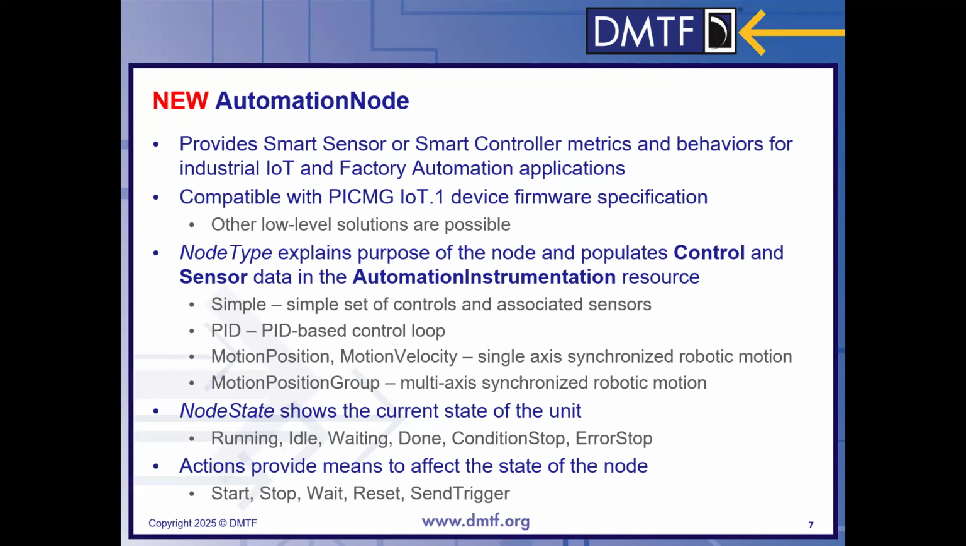Node state tells you what this controller is doing right now in terms of: am I carrying out an instruction? Am I waiting for the next one? Am I completed? Did I hit an error condition? And then there are actions directly on the node to advance the state. Once it's given a command, okay, I can go start that movement, or maybe I need to stop it right now, or try to reset the device, or send some type of interrupt through a trigger to the node to make it do something different.